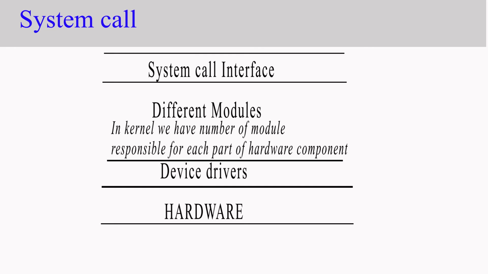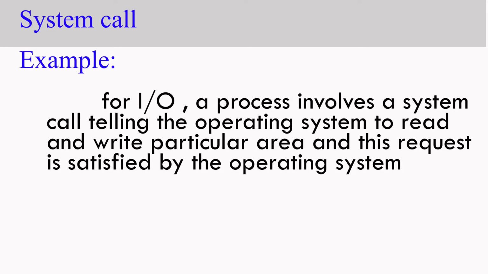Now let's see a simple example of system call. For I/O, a process invokes a system call telling the operating system to read and write a particular area. This request is satisfied by the operating system, whereby the operating system enters the kernel mode where it has access to the privileged instruction and can perform a desired service on behalf of the user level process.